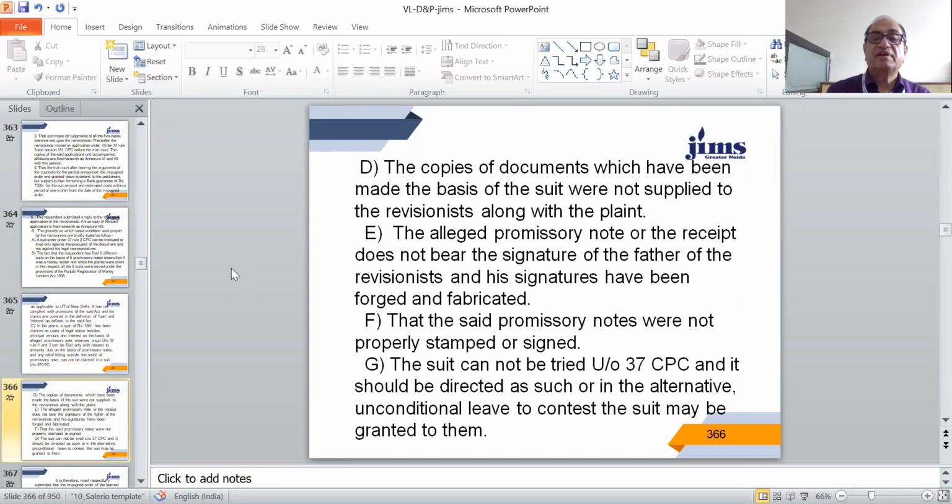Sixth ground, F, that the said promissory notes were not properly stamped or signed. Next ground, G, that the suit cannot be tried under Order 37 CPC and it should be directed as such, or in the alternative, unconditional leave to contest the suit may be granted to them.